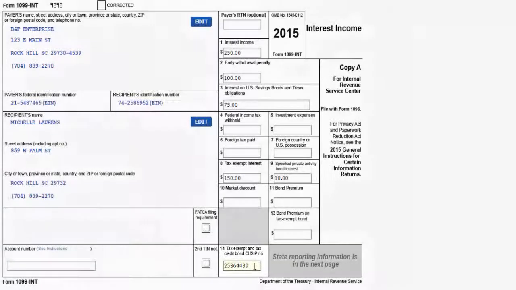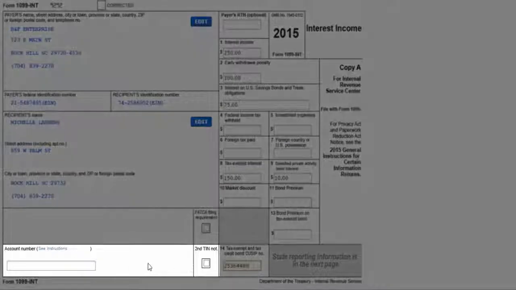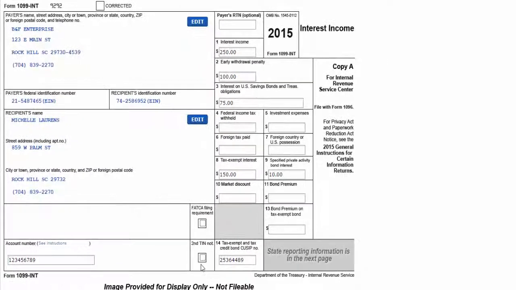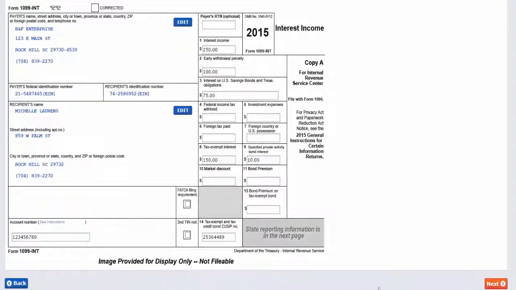Finally, enter a unique accounting number and check the second TIN box if you were notified by the IRS twice within 3 calendar years that the payee provided an incorrect TIN, so that the IRS doesn't send you any more notices about this account. To proceed with the e-filing process, click Next to enter your state information.